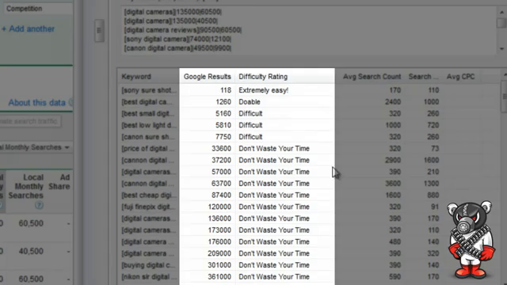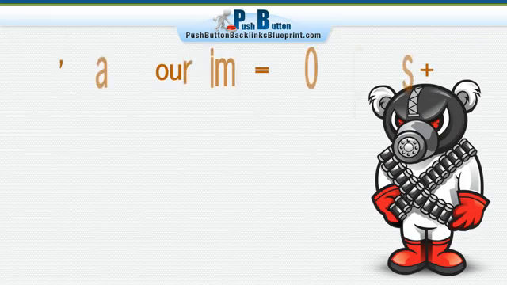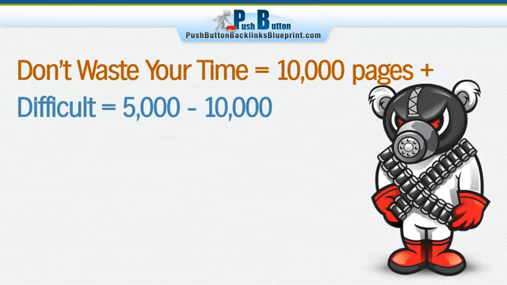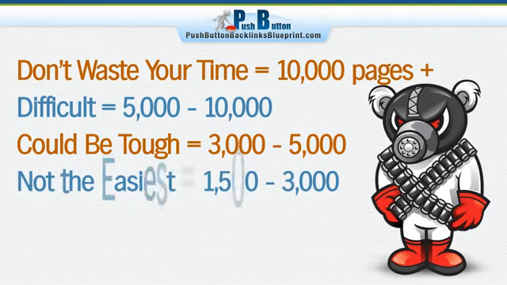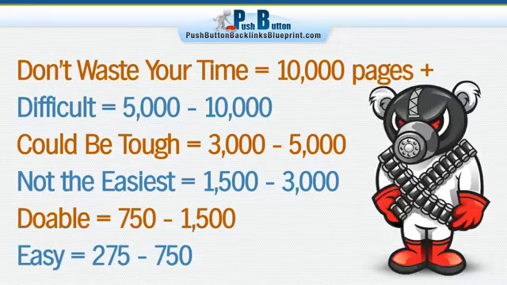So what I'm looking for here is something in the extremely easy, doable, or not the easiest category. And these categories are defined as follows. Don't waste your time is 10,000 or more competing pages. Difficult is 5,000 or more competing pages. Could be tough is 3,000 or more. Not the easiest is 1,500 or more. Doable is 750 and up. Easy is 275 and up, and anything below that is extremely easy.